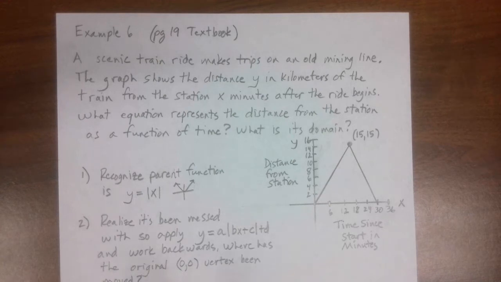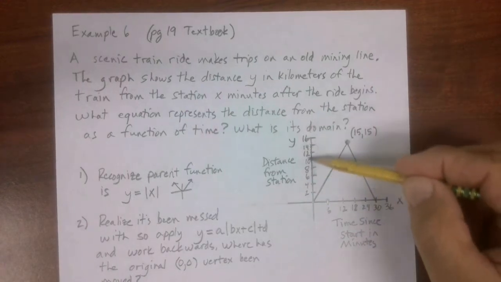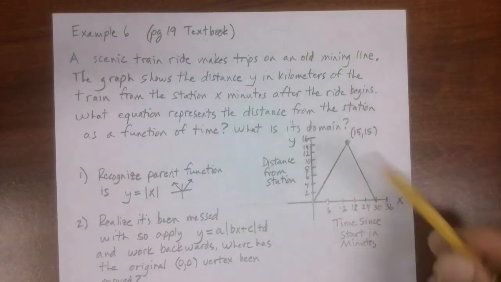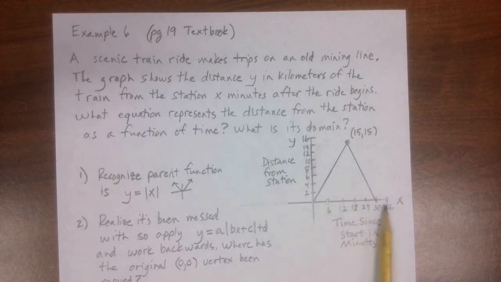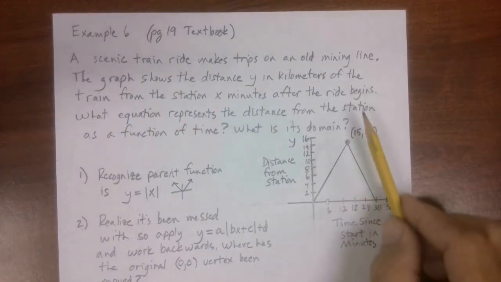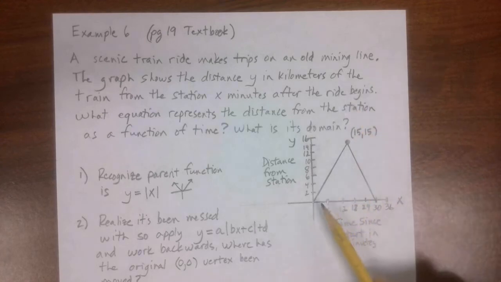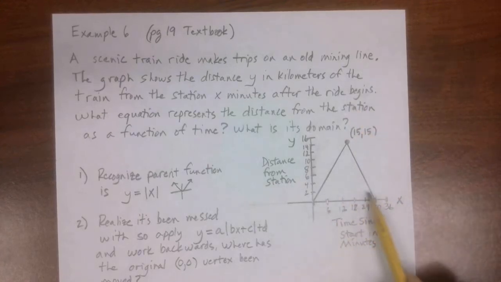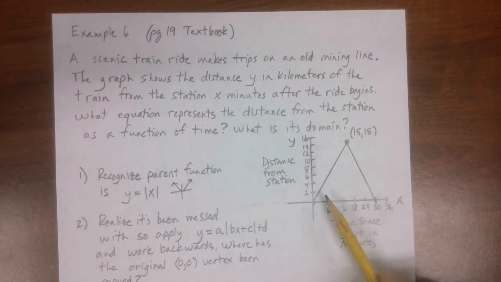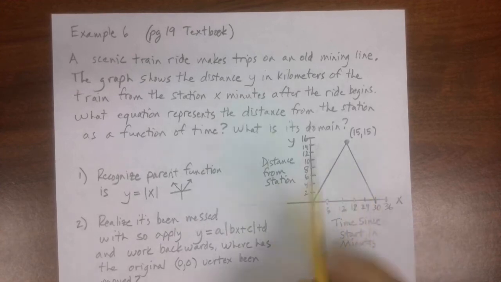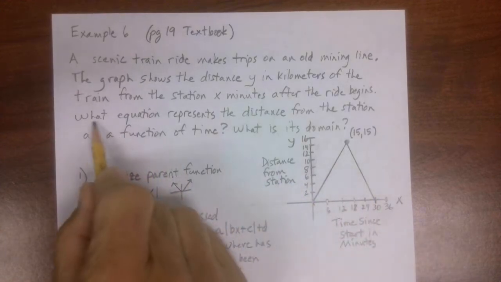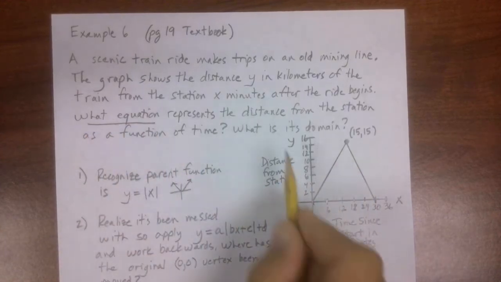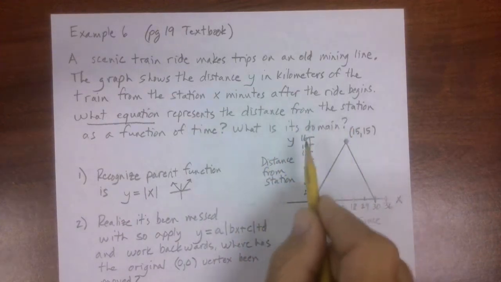The basic premise is, here's my y values, that's the distance from the station. Here's my x values, that's the time the train's been in motion. The train must be making like a circular path because at the beginning it's at the station, and at the end, after 30 minutes, it's back to the station. So with that in mind, you can take a look. It's asking you what equation or function represents the distance from the station.